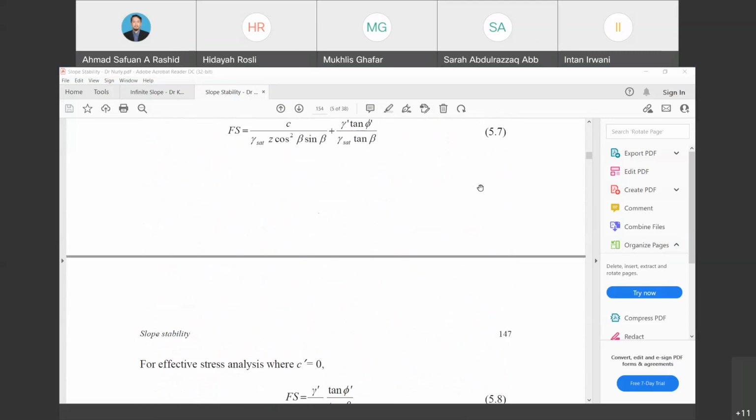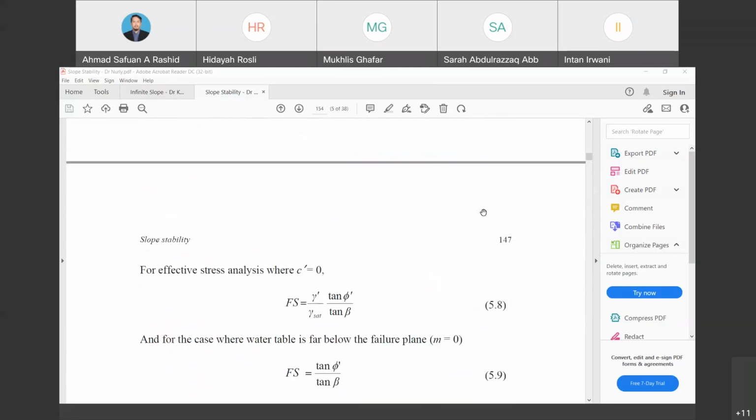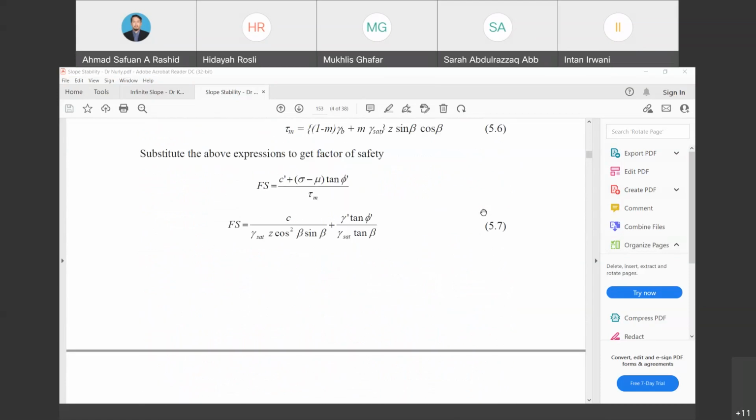Yeah. 10 minus 20 times 5 times cos. What is the beta? Beta is 12. Yeah, cos beta sine. Oh, there are two cos there. Or doctor, maybe because I use gamma water equal to 10, not 9.8. It's okay. There will be no difference. Okay, doctor. So I gain 0.5 for the first side, which is the C1.